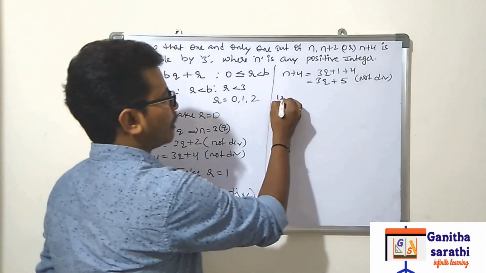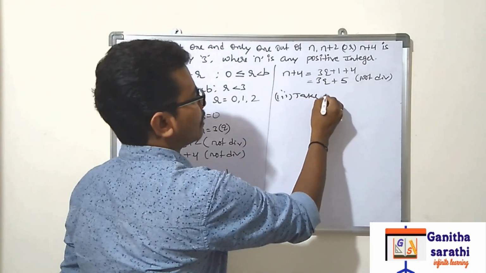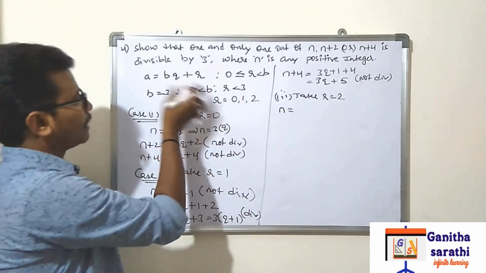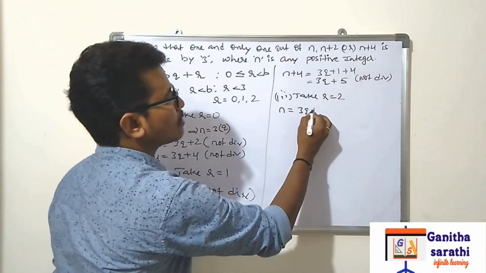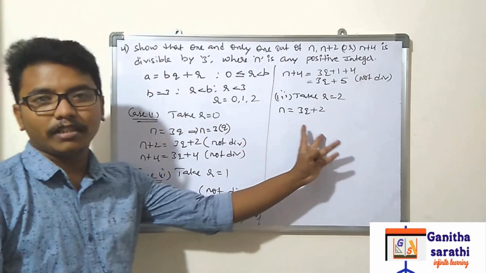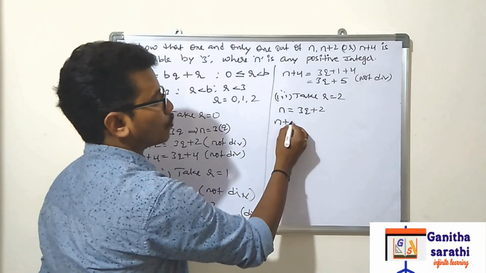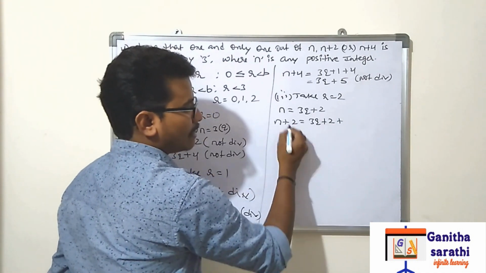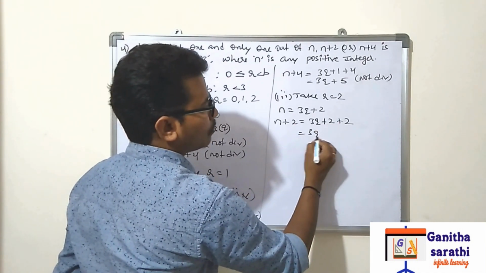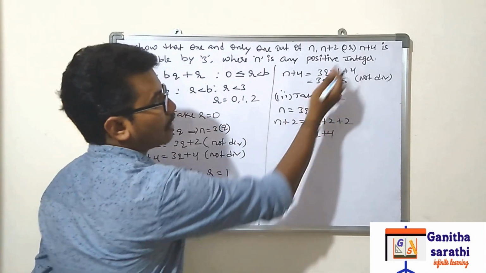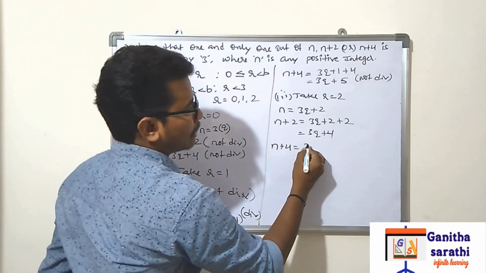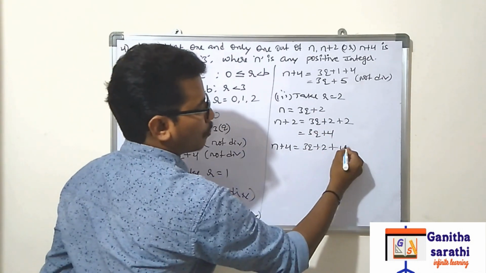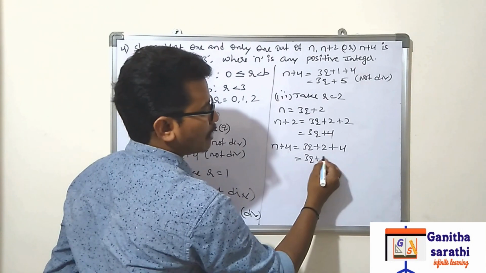Now see the third case, taking r is equal to 2. Now n is equal to this a value: n is equal to 3q plus 2. Okay, what is the n value now? 3q plus 2. Next, n plus 2. n plus 2 means, what is the n value? 3q plus 2, plus this 2 will be there, is equal to 3q plus 2 plus 2, which is 4. Next, n plus 4 means 3q plus 2 plus 4, which will be 6.